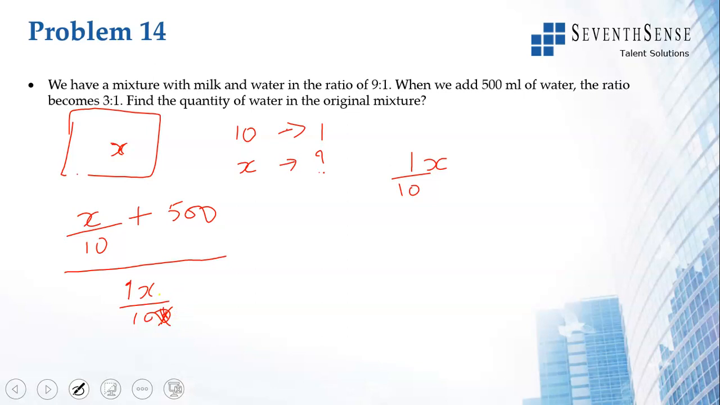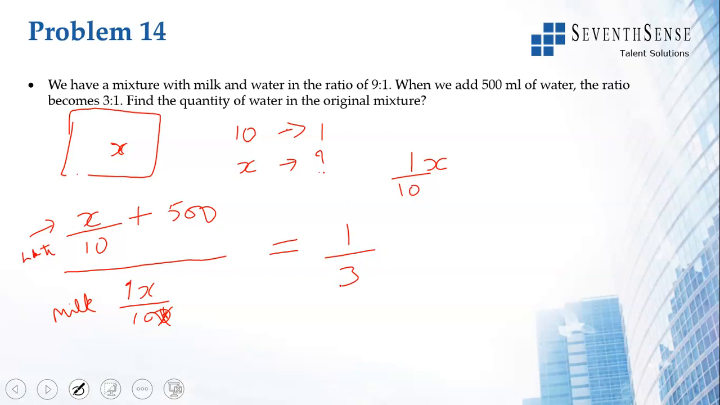But now I have added water. So my numerator becomes x by 10 plus 100. My denominator remains as 9x by 10. So the new ratio is now 3:1. Okay, so this is water, this is milk. But the ratio that is given is milk to water is 3:1, so now water to milk is 1:3.